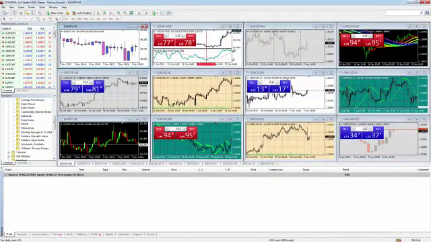Hello and welcome back to the course on MetaTrader 4. In today's tutorial, we're going to talk about Bill Williams indicators.